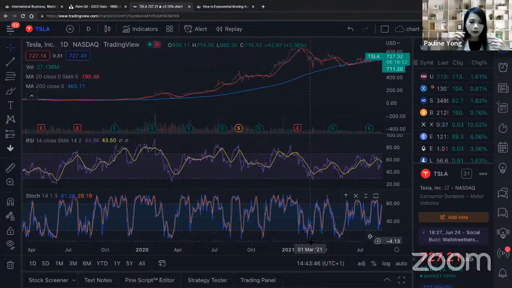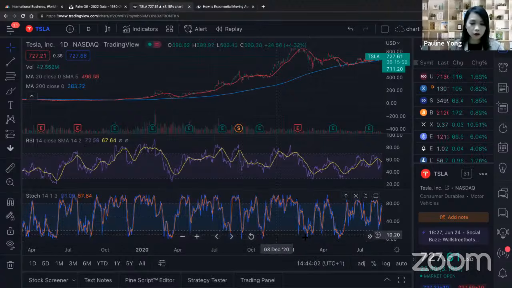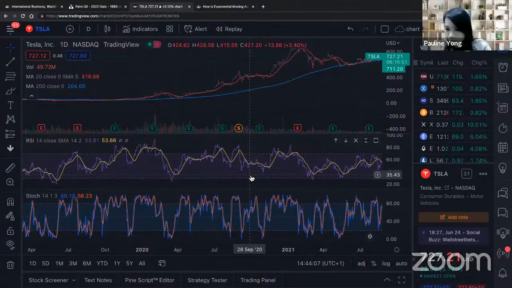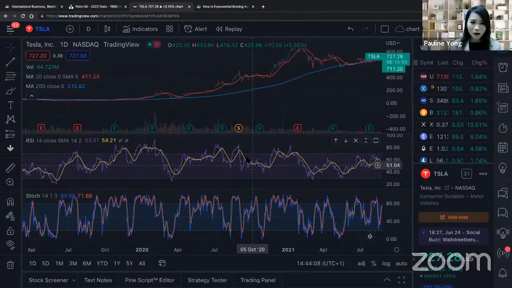So it depends on the chart. If it is a very, very bullish kind of technology stock and you know the RSI can never touch that 30, then you can use that stochastic, because stochastic can give you more triggers than that RSI. Okay, time is running very fast.